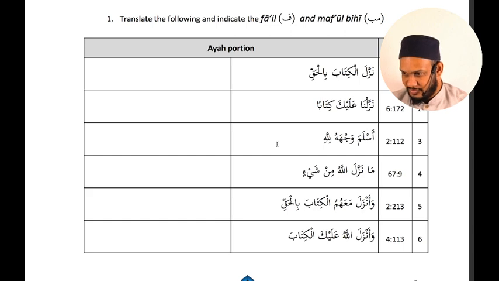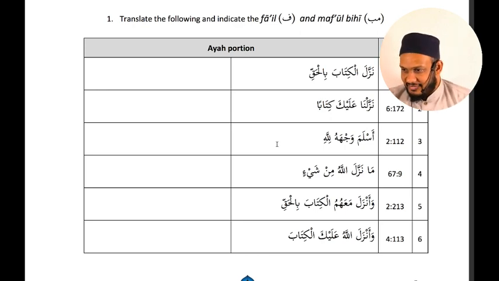Okay, brother Nan, almost, mashallah. Just look at the fa'il. The fa'il is, who is the fa'il? Nazzala. Sister Yasmin, mashallah.